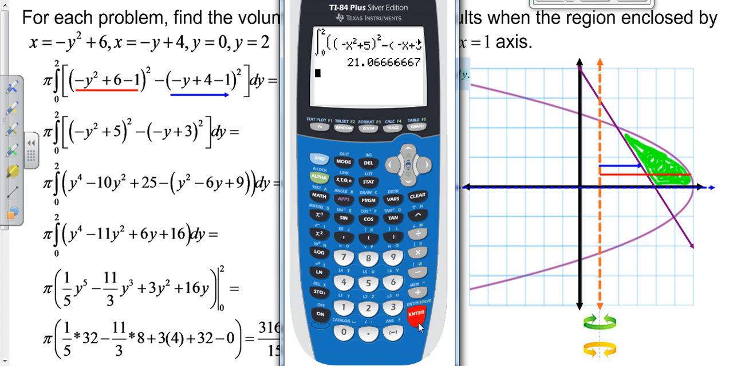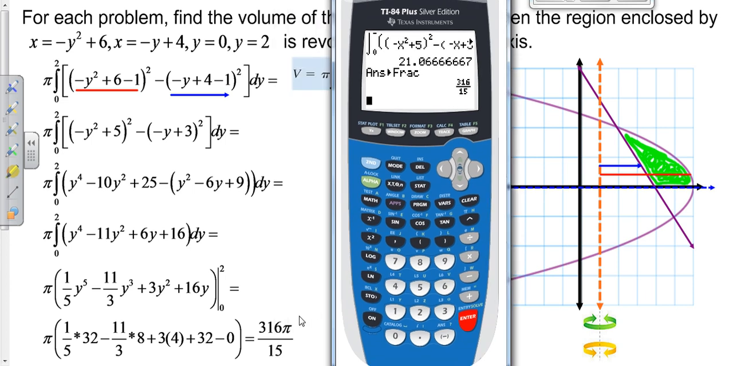If we do that, we would get this. Then I could turn that into a fraction by going math, enter, enter. And I would get this here. I know there's a pi in front, so I got to have a pi with my answer. So I would get my 316 pi over 15. But it's easier to do it with your calculator that way.